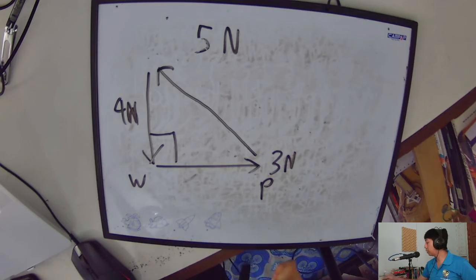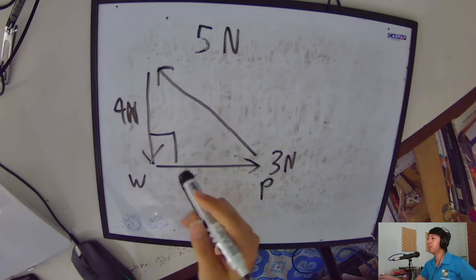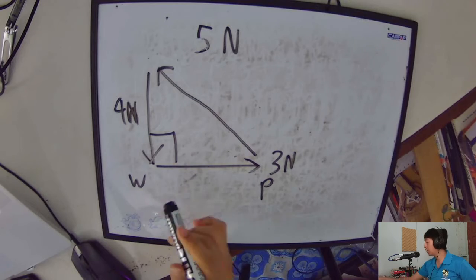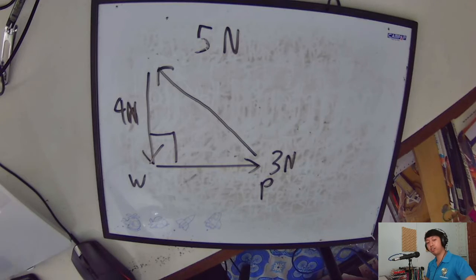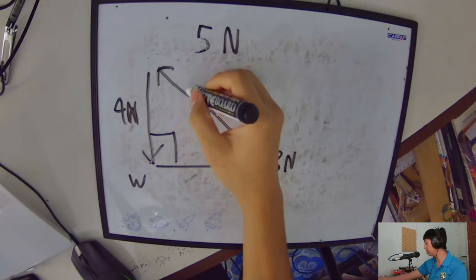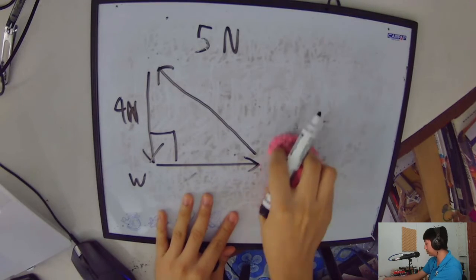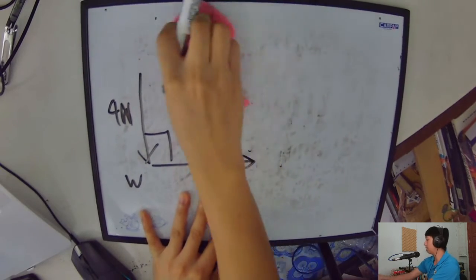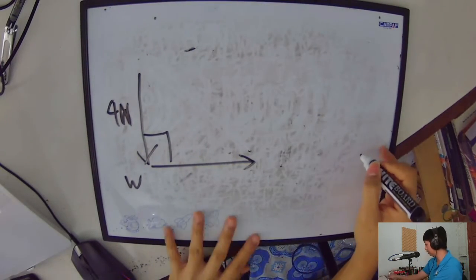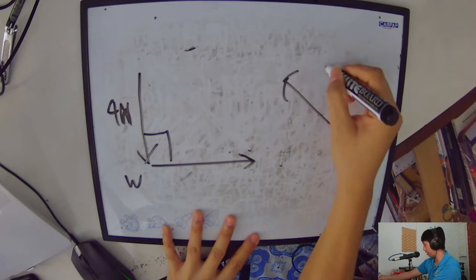So how is it that this is showing equilibrium? How does this picture show the resultant force is 0? Well, if you remember what we learned last week about resolution of forces, we can actually take this line here. Let me just move this line over here. Let's say we took this line and we move it here. 5 newtons.